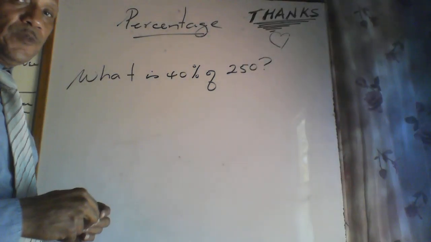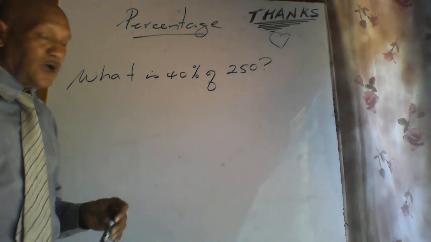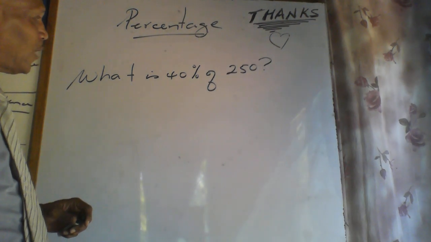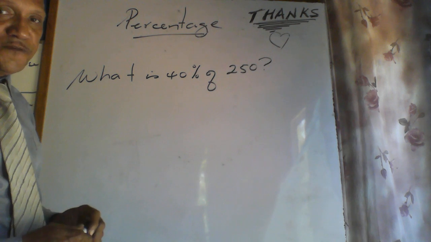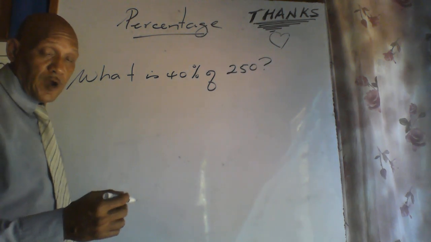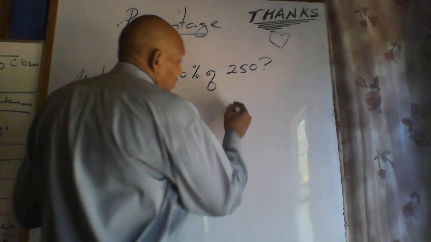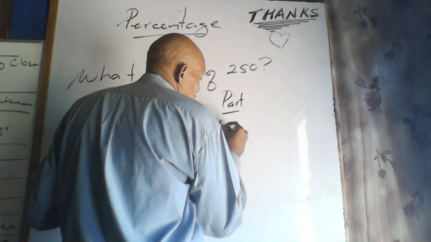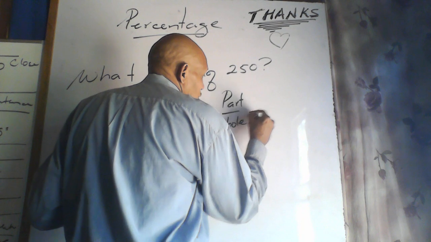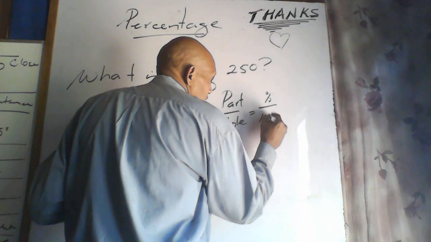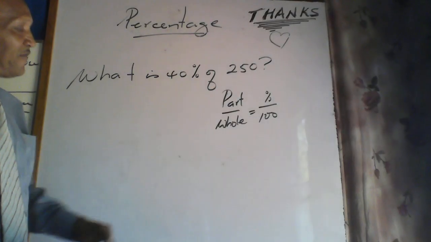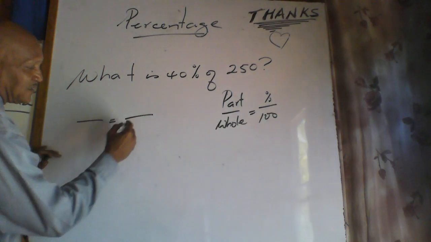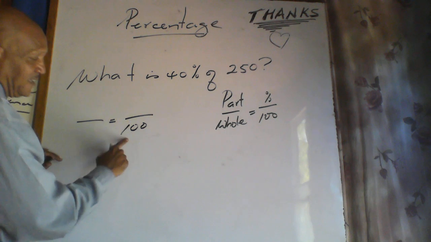I have a problem. What is 40% of 250? What is 40% of 250? My problem or proportional setup is part over the whole is equal to percent over 100. That's my formula. So I just plug in these places. 100 is given to me already in the formula.